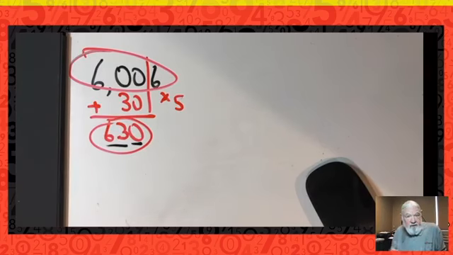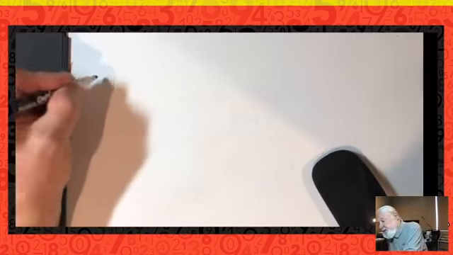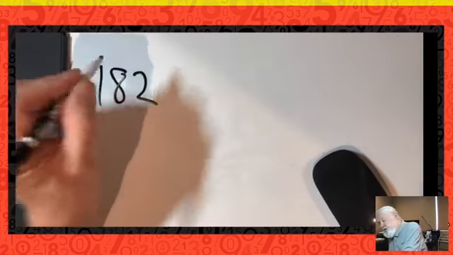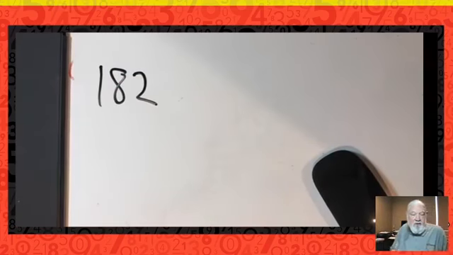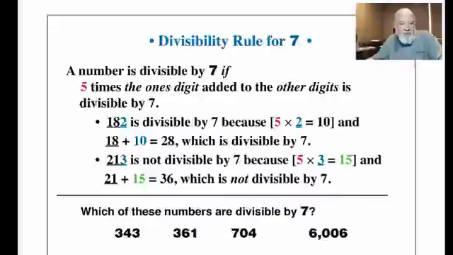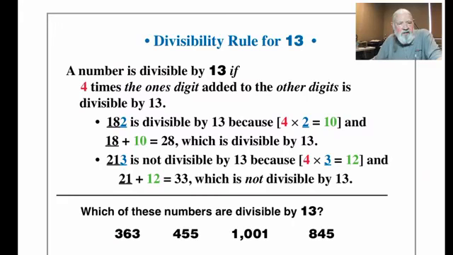And something that I think will help to reinforce the procedure is we're going to go on now to the divisibility rule for 13. The divisibility rule for 13 is remarkably similar to the divisibility rule for 7, with one exception: the number we multiply by. Let's take a look at the directions here. A number is divisible by 13 if 4 times the ones digit added to the other digits is divisible by 13. So this is exactly the same procedure we just used for 7, except instead of multiplying by 5, as we did for 7, we're going to multiply by 4.